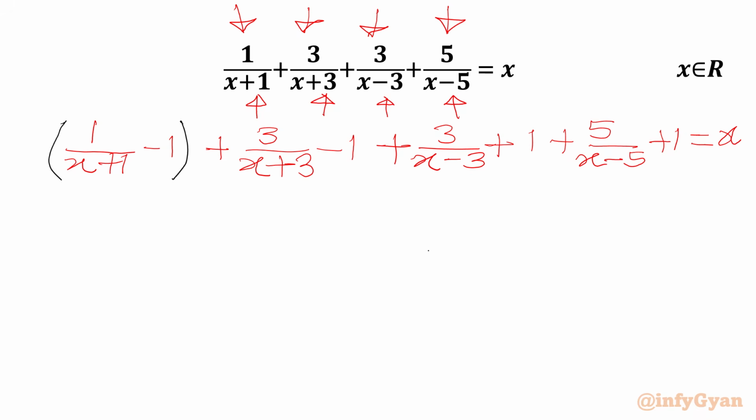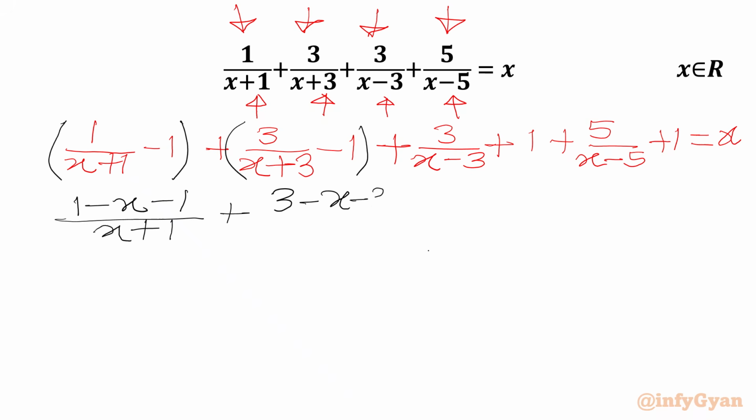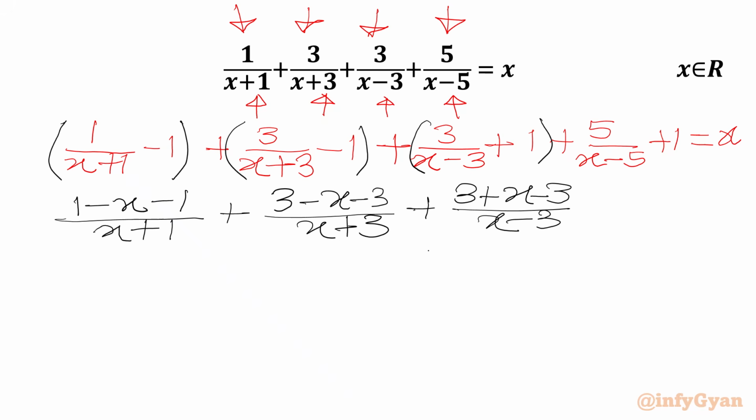So we will write here 1 minus x minus 1 over x plus 1 plus 3 minus x minus 3 over x plus 3. Then we'll take LCM over here and we can write 3 plus x minus 3 over x minus 3 plus 5 plus x minus 5 over x minus 5. In RHS we have x.